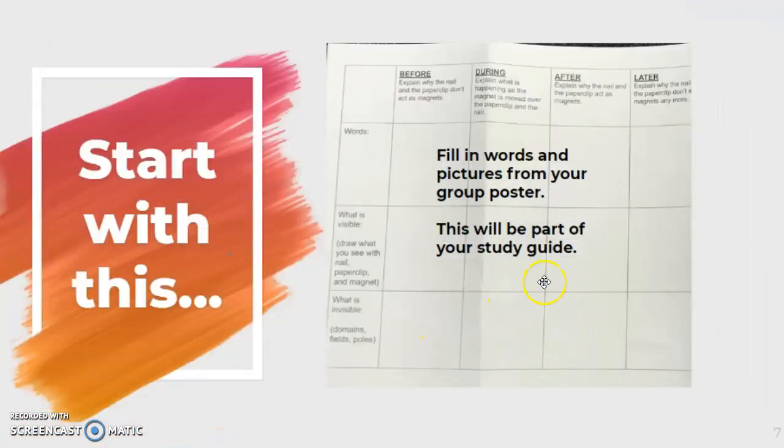We're starting with this. And here you're transferring information from your group's poster about a temporary magnet onto this page. In the top row, you write with words what's going on. Here you draw what you can see that is happening, and down below you draw what is invisible but that we know is happening inside those magnets.